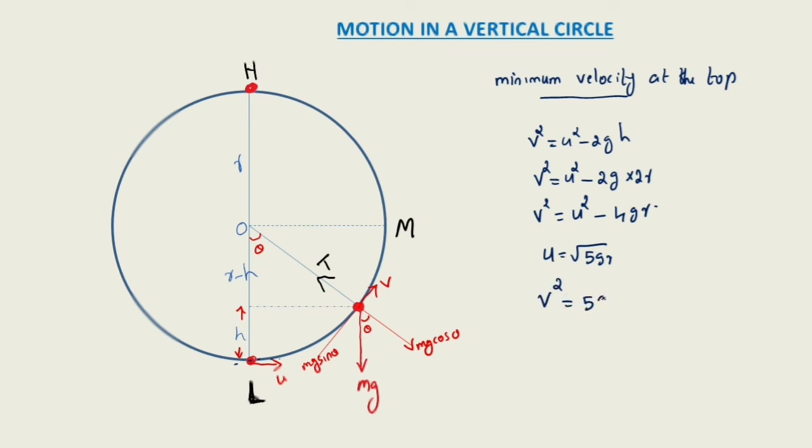root of 5gr. So we can substitute: v square is equal to u square, which is 5gr minus 4gr, that is equal to gr. So what is the minimum velocity at the top without slackening of the string? v must be equal to root of gr. So at the top the minimum velocity required is v equal to root gr. At the lowest point for looping the loop, it is root of 5gr. Now let's find out the velocity at the midpoint.